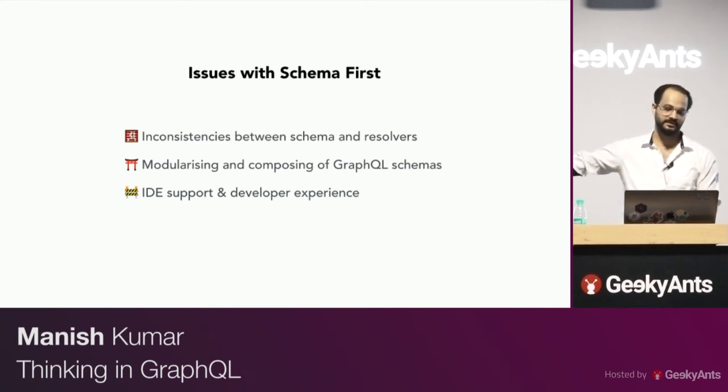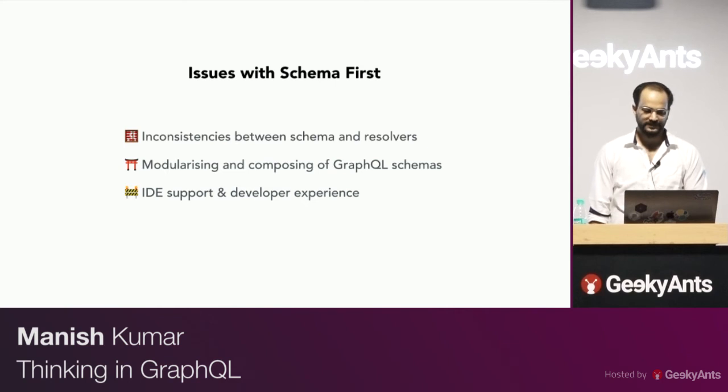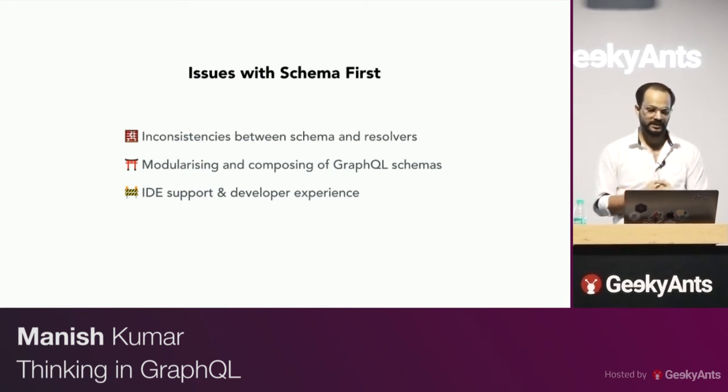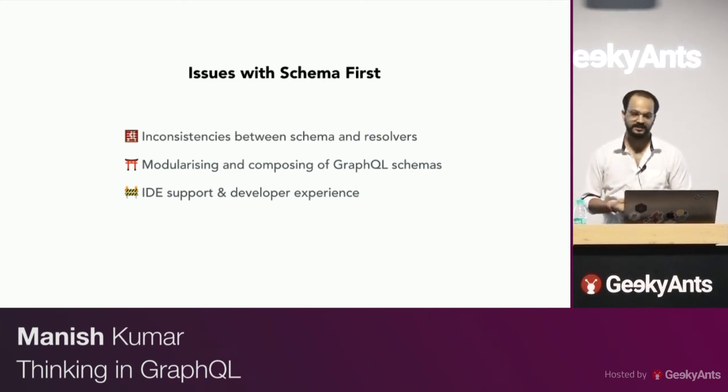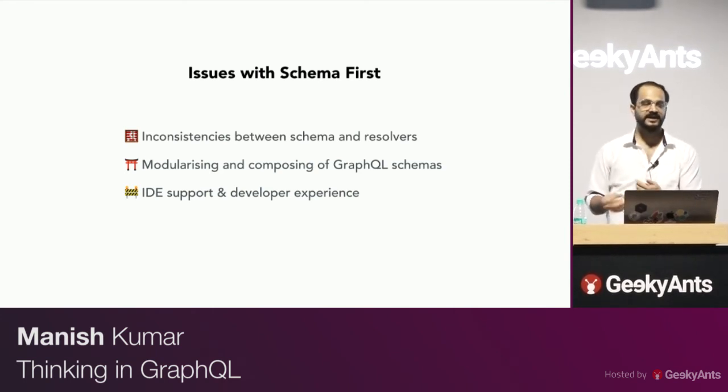There are a lot of solutions to this. For inconsistencies between schema and resolvers, there are plugins as well as tools that you can install in your IDE, which make sure and prompt you if there is inconsistency, and you can correct those. For modularizing and composing, there are tools like GraphQL modules, and for composing there's something called schema stitching. For IDE support, again, there are plugins that you can use.